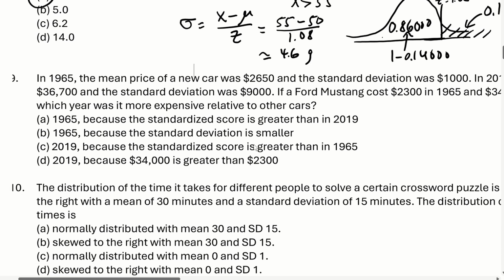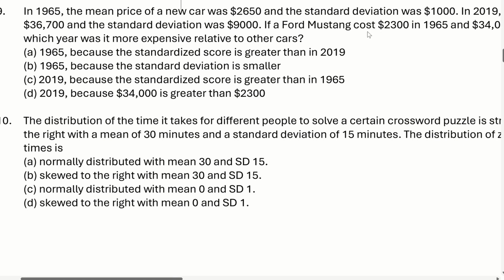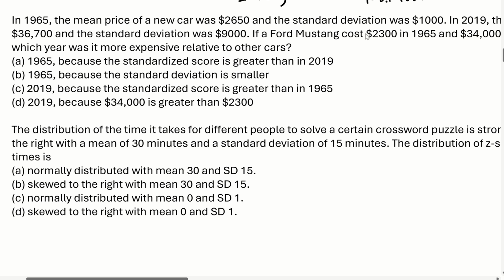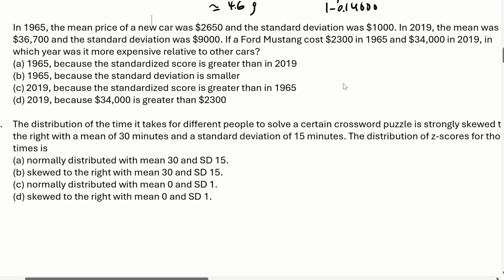All right, so in 1965, the mean price of a new car was $2,650 and a standard deviation was $1,000. Okay, so we got a mean and a standard deviation. In 2019, the mean was $36,700 and the standard deviation was $9,000. If a Ford Mustang cost $2,300 in 1965 and $34,000 in 2019, in which year was it more expensive relative to the other cars? So let's call this X1, X2.